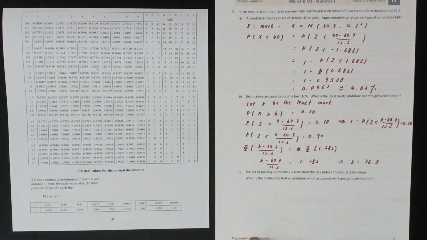Okay, so the list of passing candidates is published the day before the list of distinction. So what is the probability that a candidate who has passed will have got a distinction? Okay, so it's basically what is your sample space now. This is actually a conditional probability also.